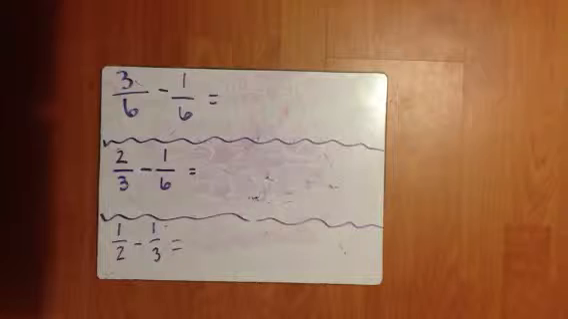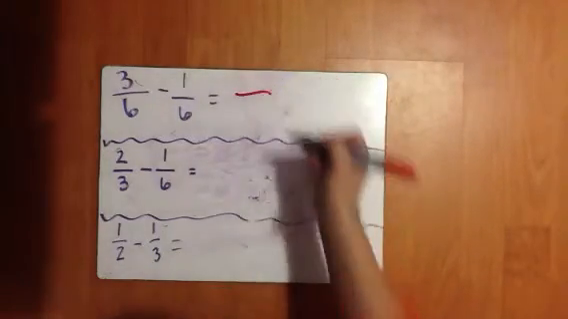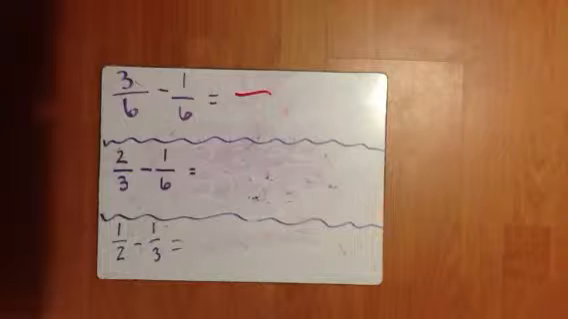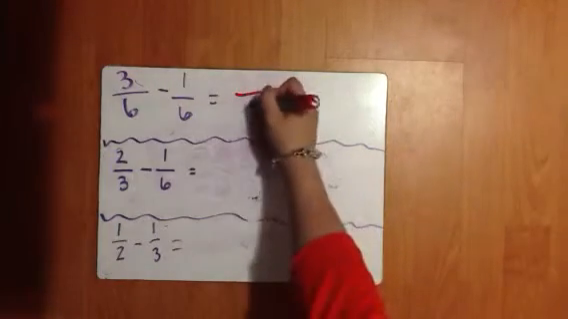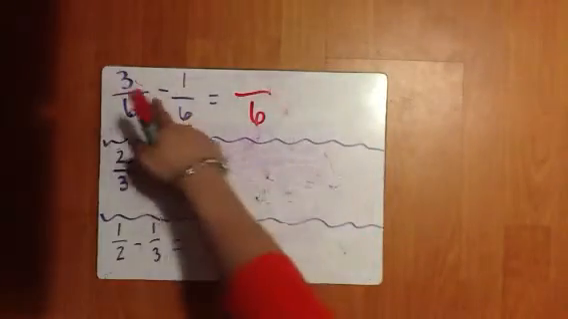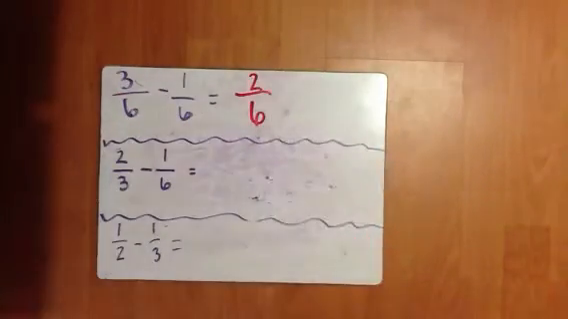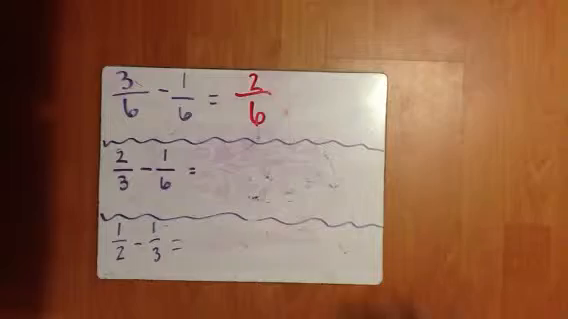Okay, because both of our denominators are the same, all I have to do is subtract the 2 top numbers, the 2 numerators, and leave the denominator the same because, as you know, when we're adding and subtracting fractions, our denominator always stays the same. So we have a denominator of 6, and 3 take 1 is 2. So that's our answer. However, I could simplify this answer.